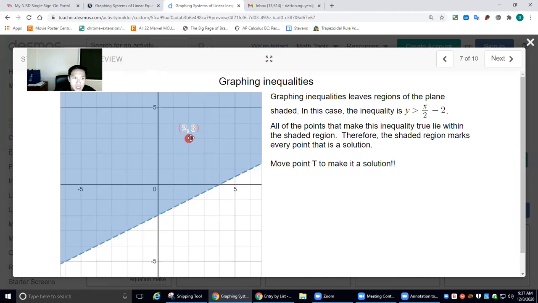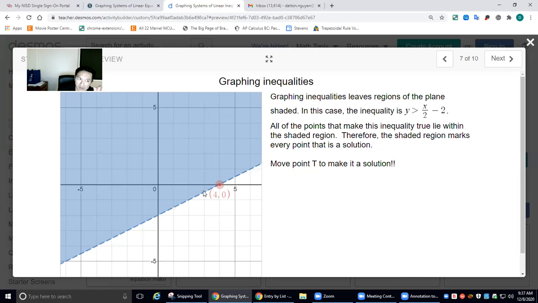Here's a quick test, guys. How about if I moved it right here, at 4, 0? Is this a solution? No. Why? Because where is it? Dash. Thank you very much, Damien. This is not a solution, even though it looks like it's in the shaded region, which it is, but it's on top of the dashed line. So this is not a solution.